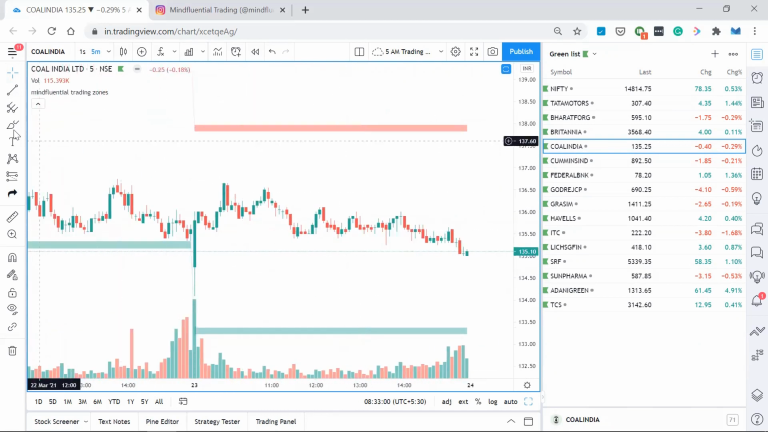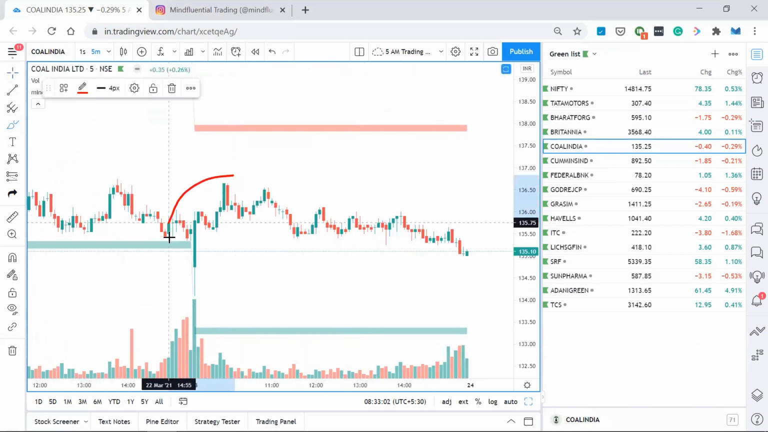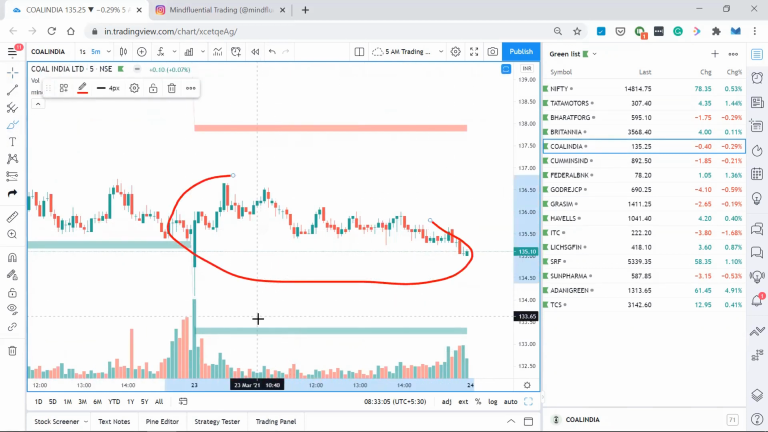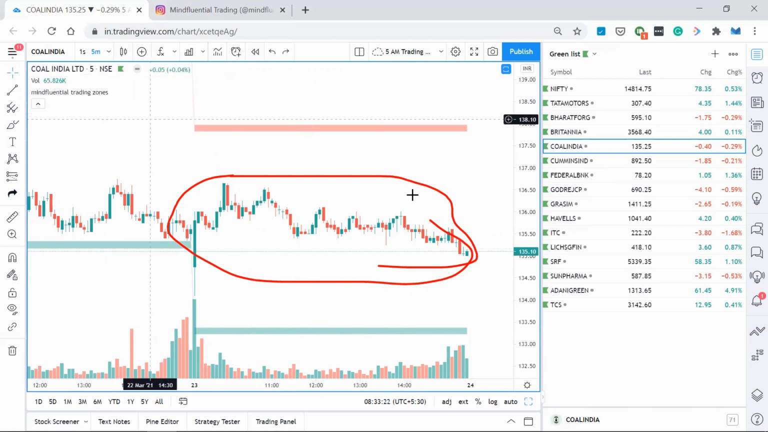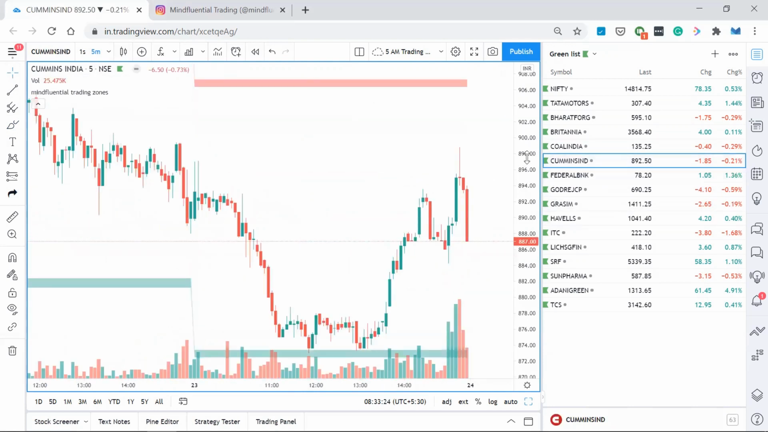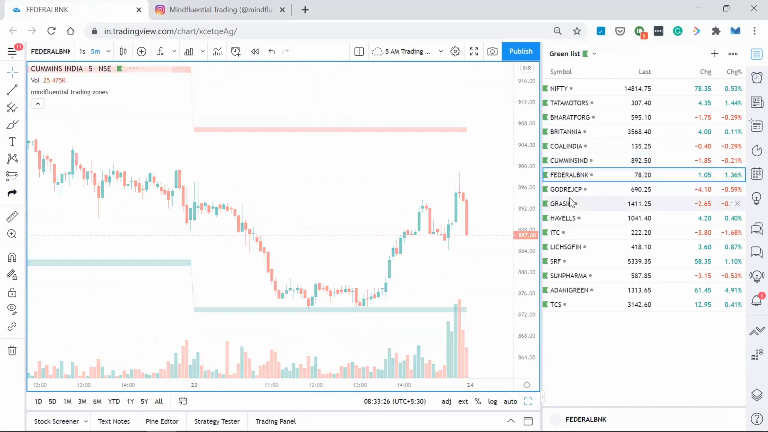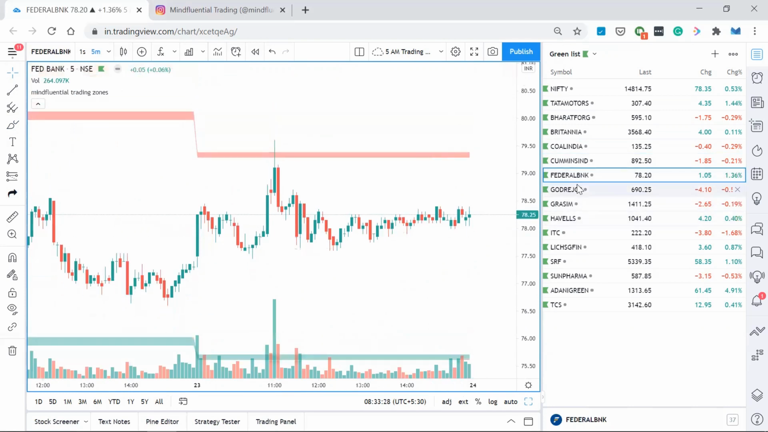So sometimes it may also happen that the price did not even touch any place. It's just staying away from these particular zones. In that case, you may not get the trading opportunity because it didn't even touch the zones, right? So you can't say that it did not work because it didn't even touch the zones. So now what you can do is use the other price action techniques, or you can ignore this particular stock and then go to this Cummins India, took support, Federal Bank, it took resistance like this.